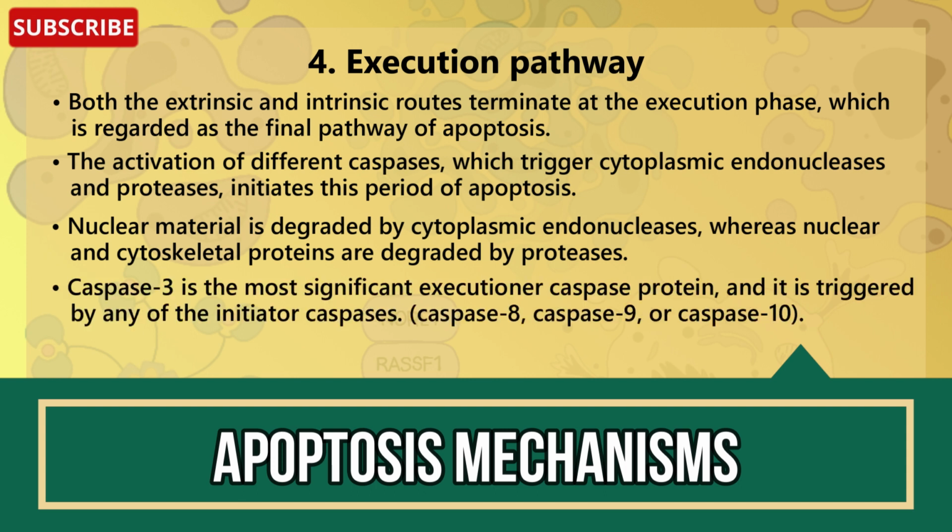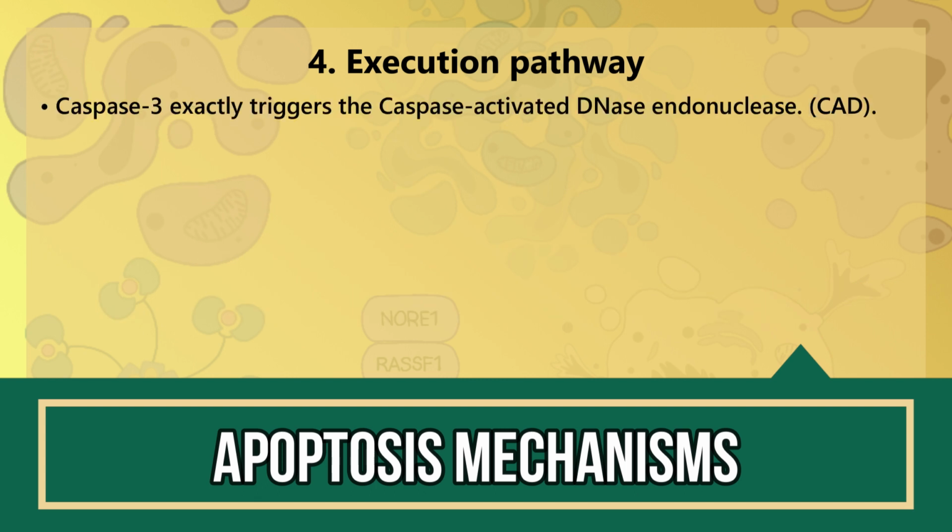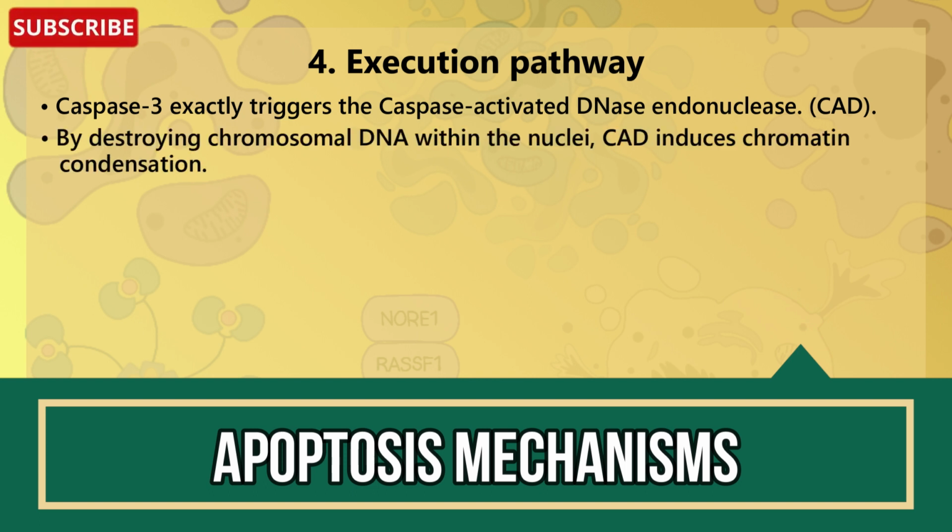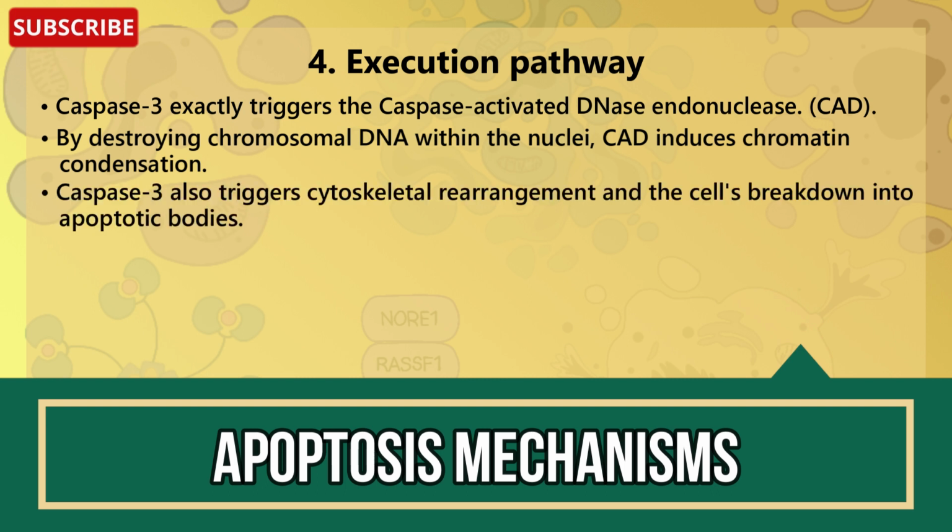Caspase 3 is the most significant executioner caspase, and it is triggered by any of the initiator caspases: caspase 8, caspase 9, or caspase 10. Caspase 3 specifically triggers the caspase-activated DNase endonuclease, CAD. By destroying chromosomal DNA within the nuclei, CAD induces chromatin condensation. Caspase 3 also triggers cytoskeletal rearrangement, and the cells break down into apoptotic bodies.